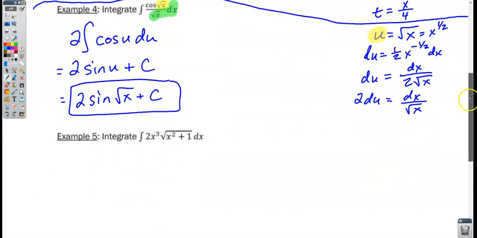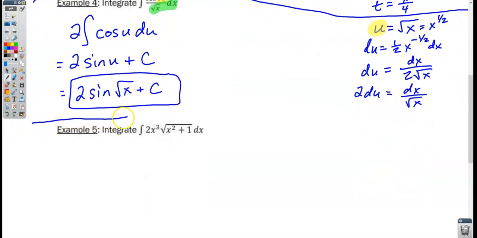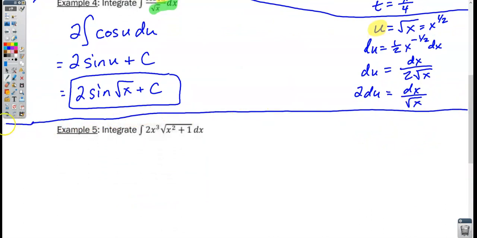All right, here we go. Example 5. Integrate 2x cubed times the square root of x squared plus 1 dx. Again, our first instinct is to make our substitution something that is inside of another function in some way. And so my first bet for substitution here would be u equals x squared plus 1. If I make that substitution, then du is equal to 2x dx.